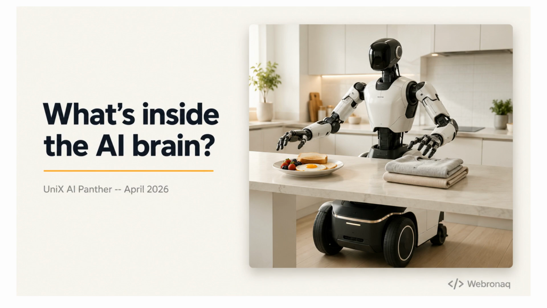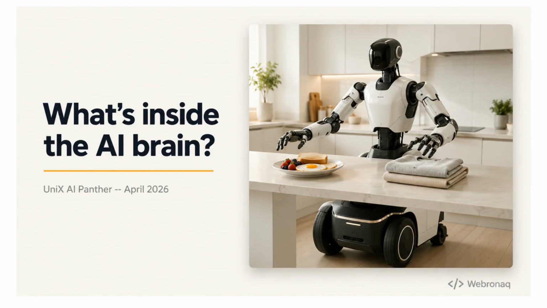Picture this. A robot in your kitchen that makes your bed, cooks your breakfast, and does the laundry, all on its own, in a real unmodified home. That is not science fiction anymore. In April 2026, a company called Unix AI announced that its Panther robot had done exactly that, becoming what the company calls the first mass-produced humanoid robot deployed in real households. No lab, no staging, no script.